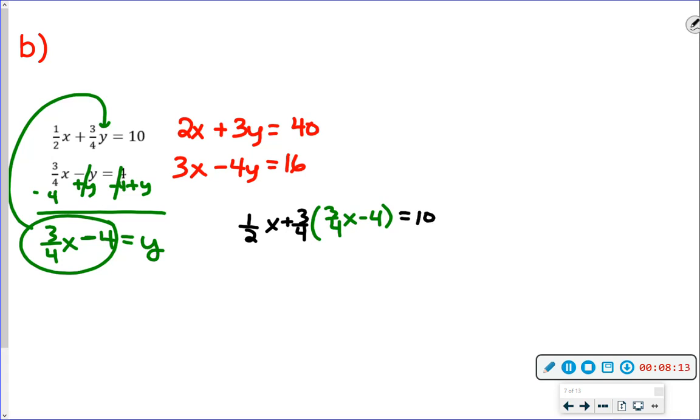So I'm just going to go through and distribute and now work with the fractions. So I've got my 1/2 x, 3/4 times 3/4, 3 times 3, 4 times 4, and then 3/4 times 4.